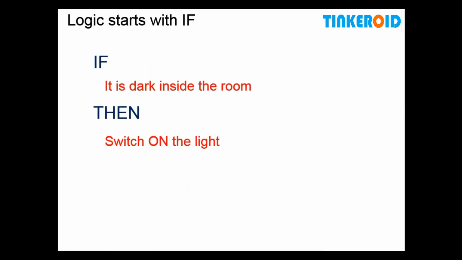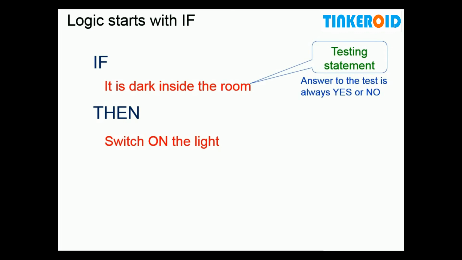Another logical statement: if it is dark inside the room, then switch on the light. I am just giving you examples of how to use if and then. Now we will talk about what statements are. There is a statement called testing statement. The answer to the test is always yes or no. Here the testing statement is, if it is dark inside the room, the robot is checking whether the room is dark inside. So there can be only two answers, yes or no.